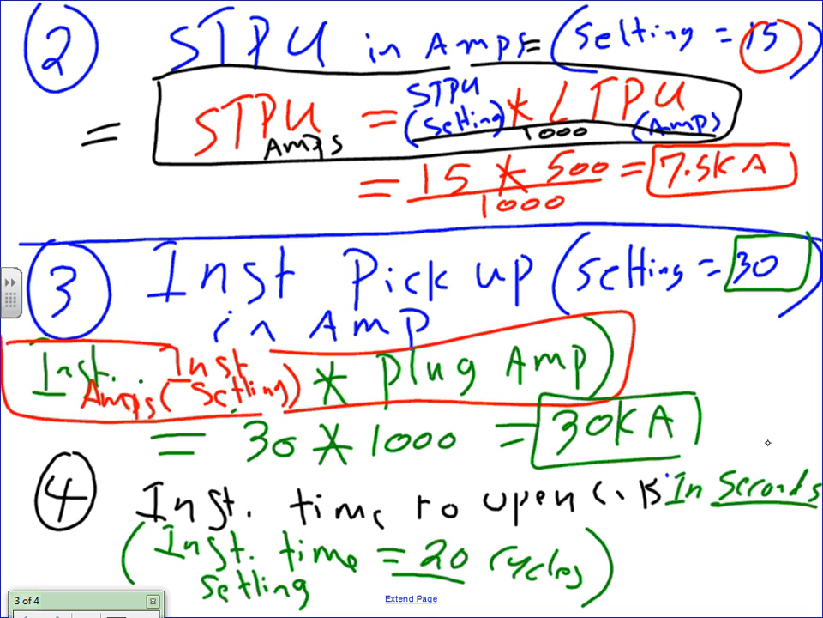How do we convert cycles to seconds? You divide by what in the US? 60, not 50, right? So this means you have 20 divided by 60, and that will get you how many? 0.33. 0.33 what? Seconds. 0.33 seconds. So that's how long it will take the circuit breaker to open based on this setting.